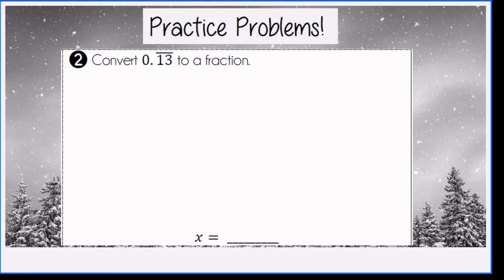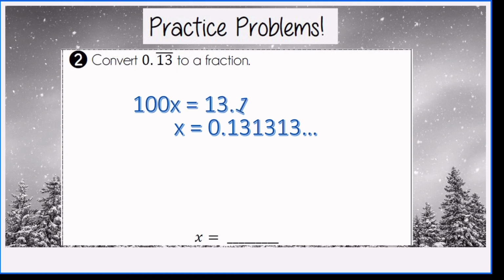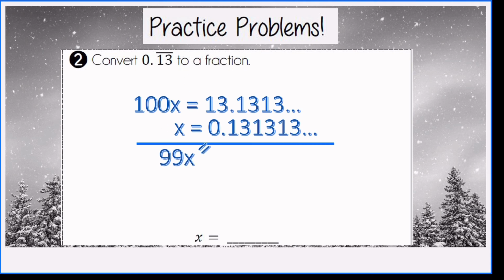So now here's a little bit different. How many numbers are repeating? 2 numbers are repeating, a 1 and a 3. So I'm still going to set up my first equation as x equals, but look what's repeating: 1, 3, 1, 3, 1, 3. So my second equation this time, I'm multiplying by 100 on both sides, because every time you add a 0, that moves a decimal place one more. Okay? So now I still do my subtraction to get 99x equals 13. I still divide both sides by 99.